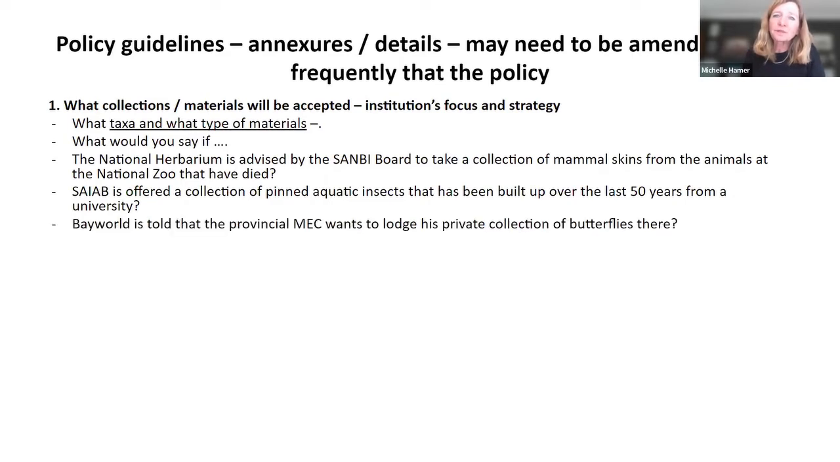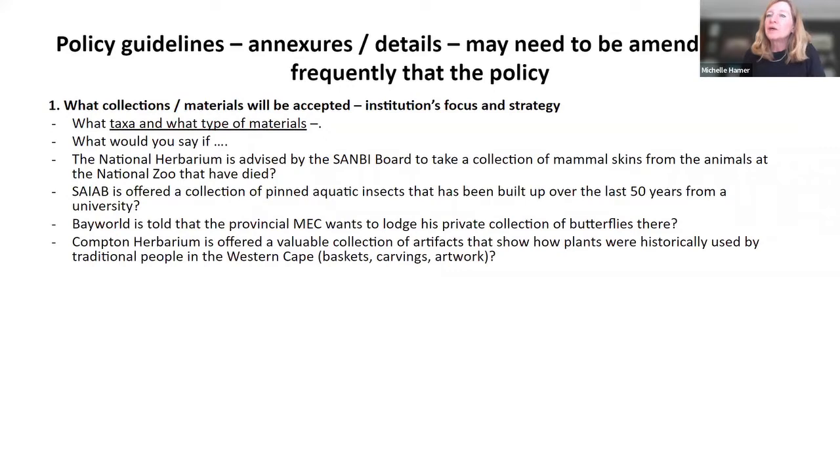Next one. What about Bay World? So Bay World deals with marine mammals and herpetology. And now the minister, the MEC, wants to lodge his private collection of butterflies there. Are they going to turn him down? He's like the big boss.